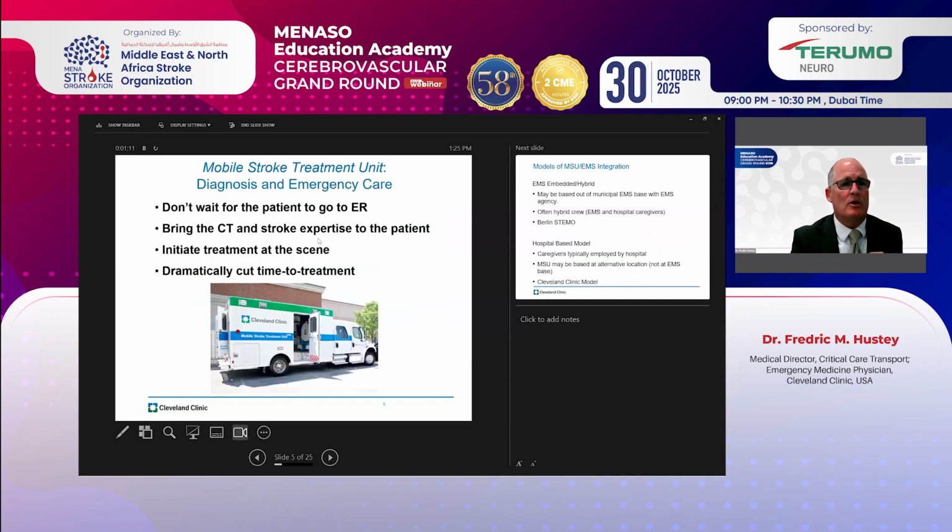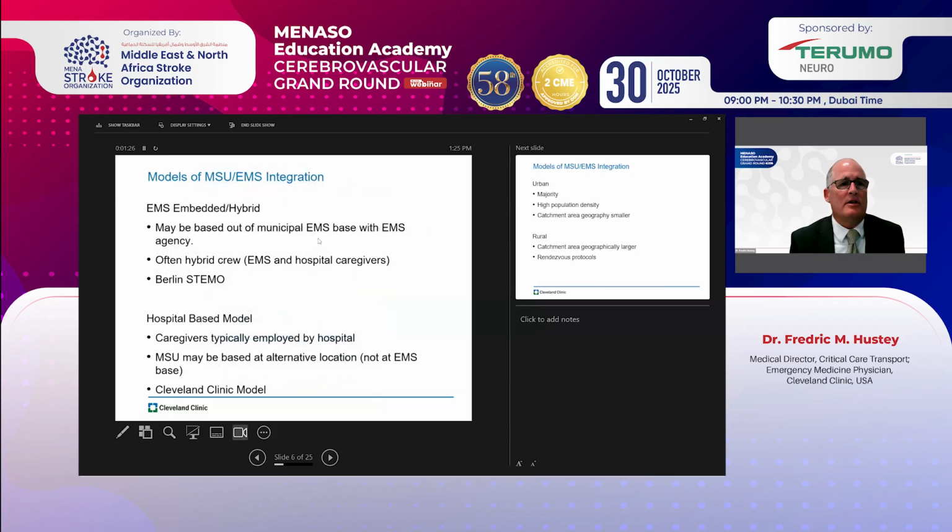With the mobile stroke treatment unit, we don't wait anymore for the patient to come to the emergency room. We can bring the CT scan and the stroke expertise right to the patient. We can initiate treatment at the scene, and we can dramatically cut time to treatment and, more importantly, improve outcomes. And so there are different models of MSU EMS integration.